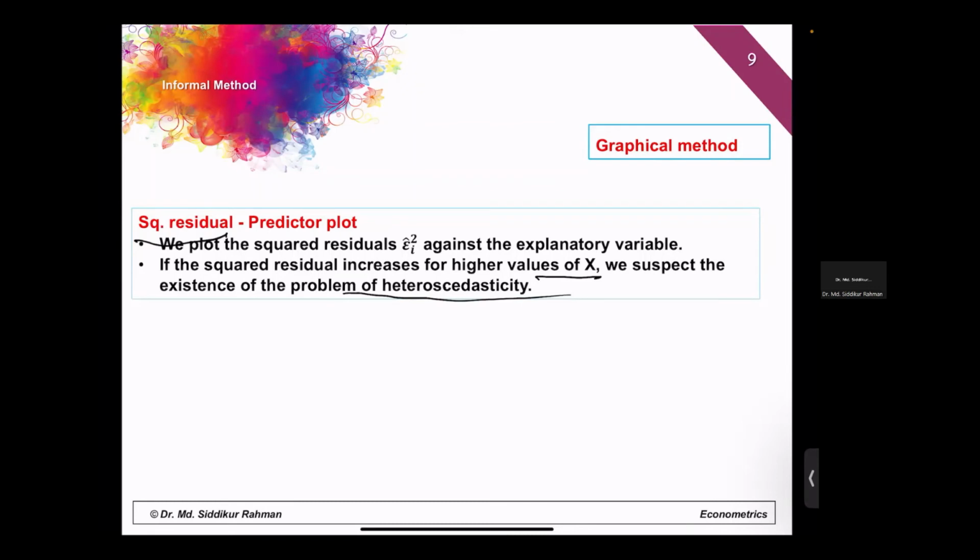Suppose I give you some data and ask you to calculate the squared residual from it. Now you have a new column, a new variable, the squared residual, and you also have the x variables. Now you can make a plot, maybe a normal scatter plot. Then if you see the squared residual increases for higher values of x, that is, as the value of x increases the squared residual also increases, then you might suspect that there is a problem of heteroskedasticity. Is that clear?